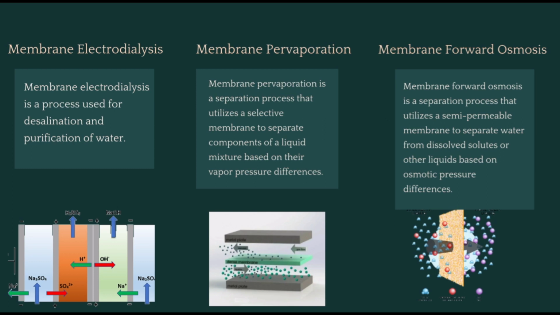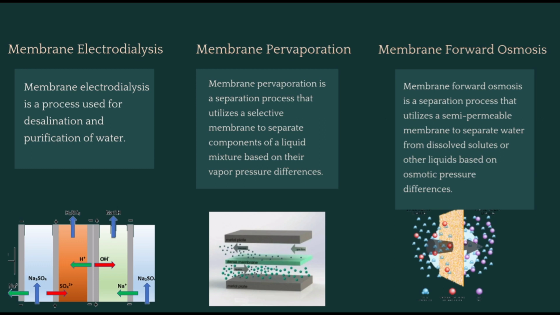During membrane pervaporation, a feed mixture is exposed to one side of a membrane while a vacuum is applied on the other side. So the more volatile components in the mixture have higher vapor pressure and easily evaporate through the membrane, while the less volatile components remain behind.